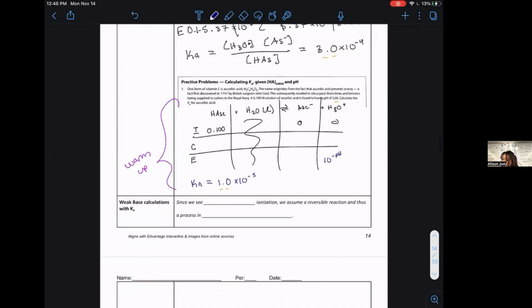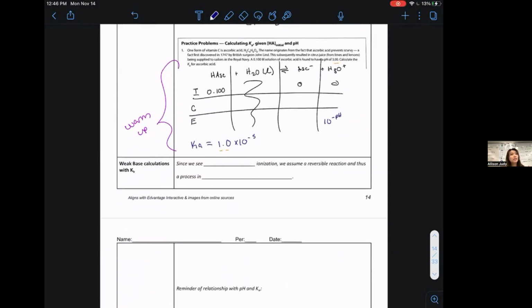Okay, so now we're going to head into a parallel version of this with Kb calculations.